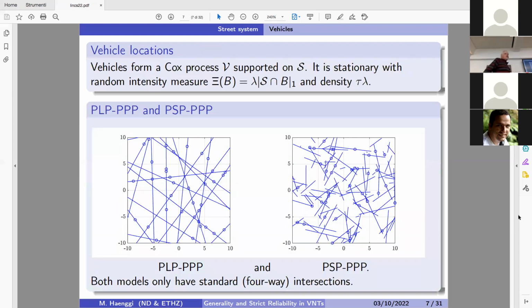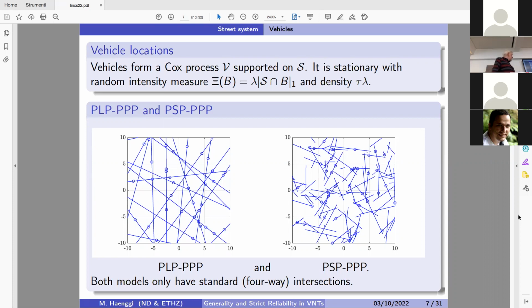And then on top of that, the natural first-order model is to put independent Poisson processes on each line. So in other words, the vehicles are going to form a Cox process that is supported on the street system. Its random intensity measure is given by the common intensity of all these Poisson processes multiplied with the one-dimensional street lengths in the set B. So overall, this vehicular point process is going to have density tau times lambda, the street length density times the density of vehicles on each street.